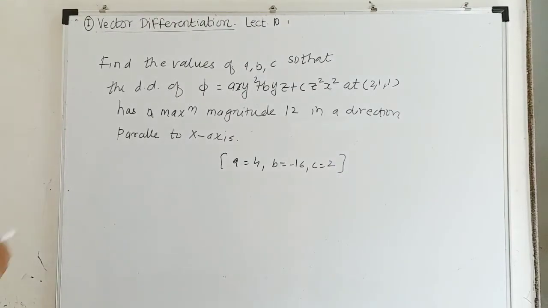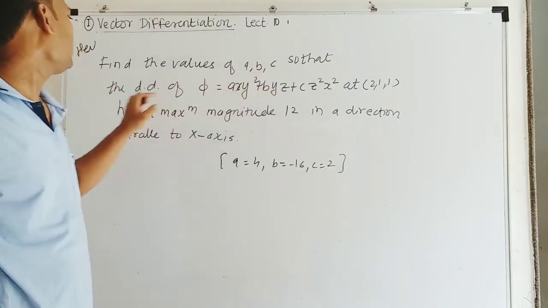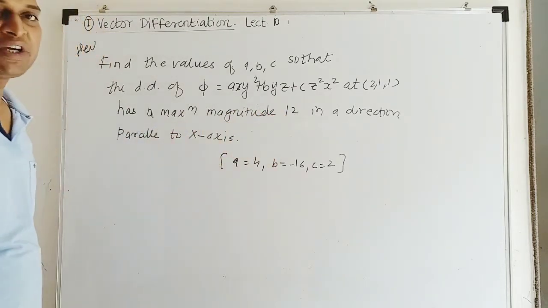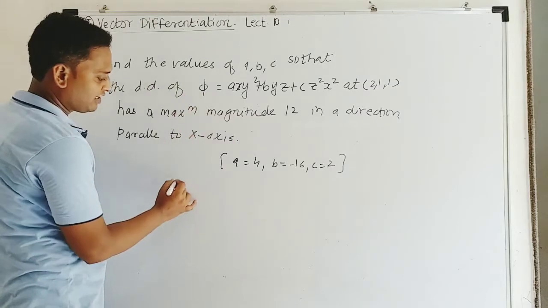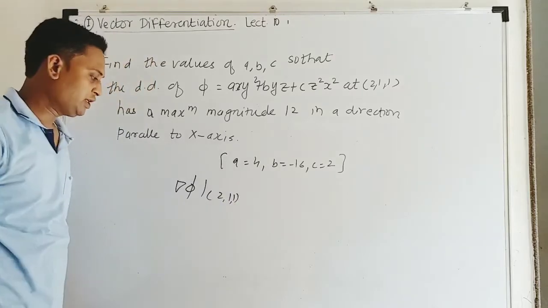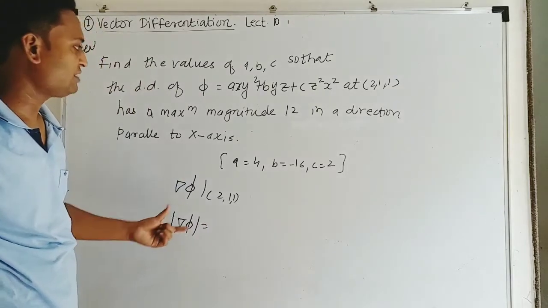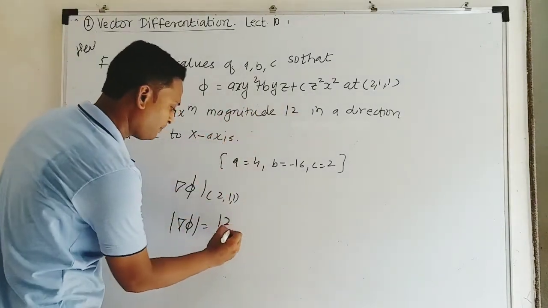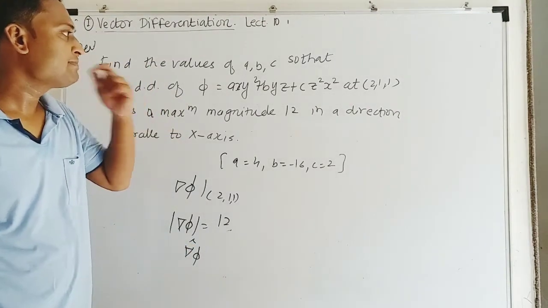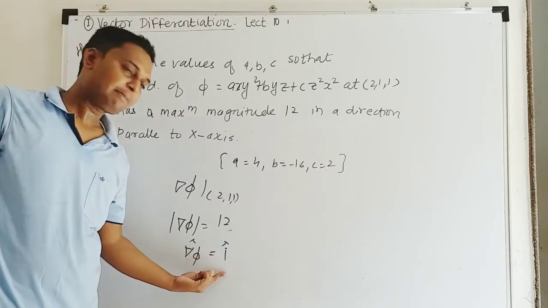So this is the problem for homework. Find the values of A, B, C so that the directional derivative of phi at (2,1,1) has a maximum magnitude 12 in a direction parallel to the x-axis. Now, very first you calculate del phi at that point. You'll get one equation in terms of A, B, C. Then you use the value of magnitude of del phi. This is the maximum value of directional derivative, that is maximum magnitude, which is 12. And finally, you need the direction in which the derivative is maximum, and the direction is parallel to the x-axis, and the direction of the x-axis is i cap. Means del phi cap is simply i cap.